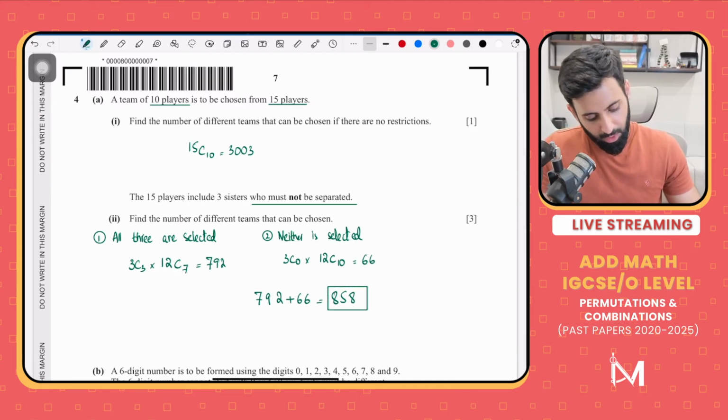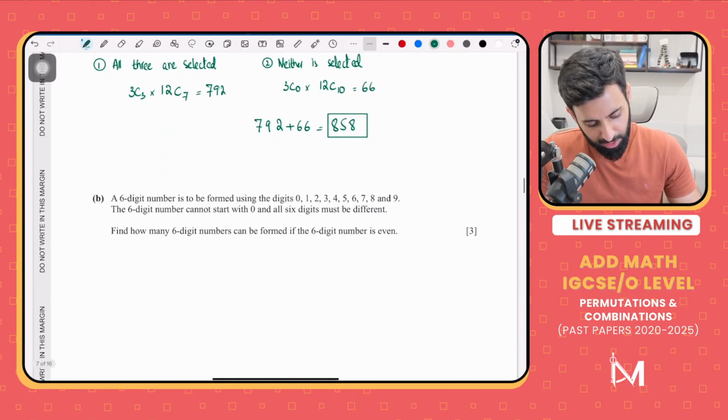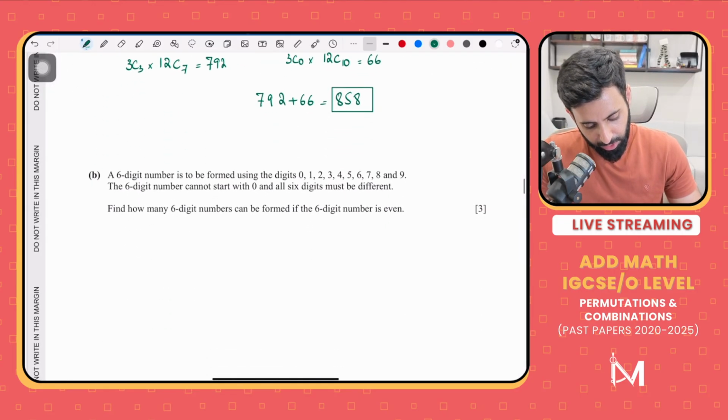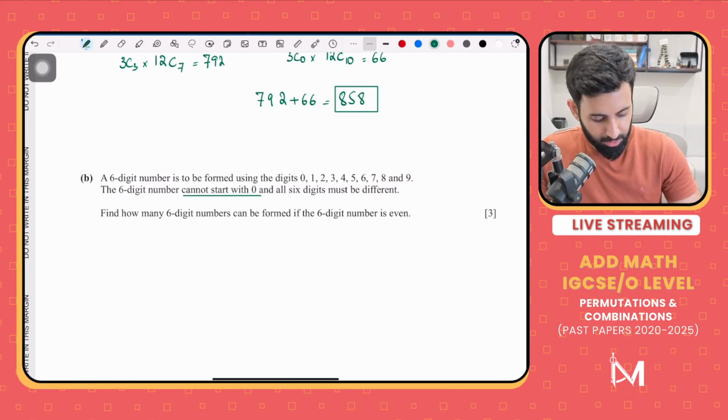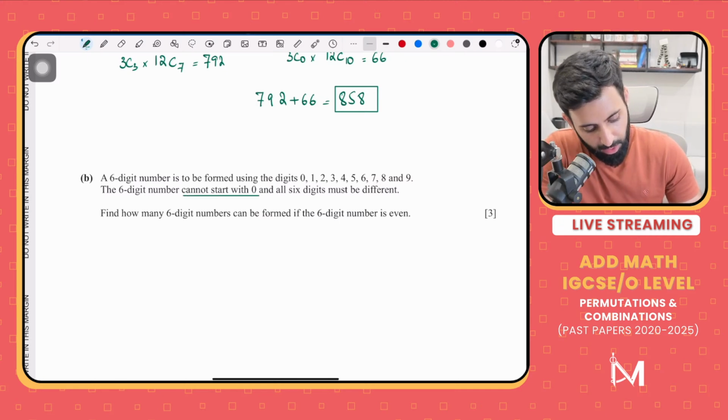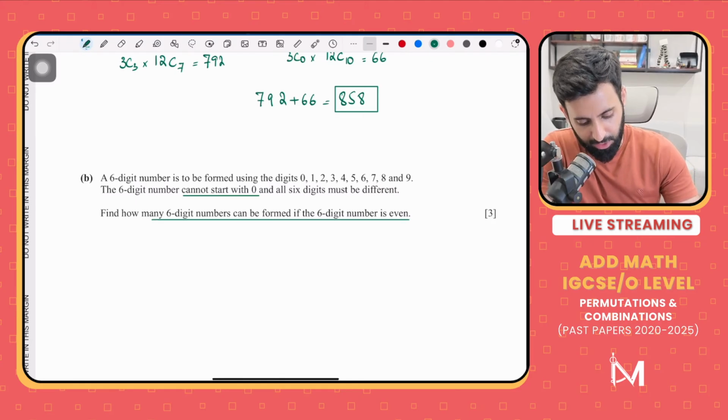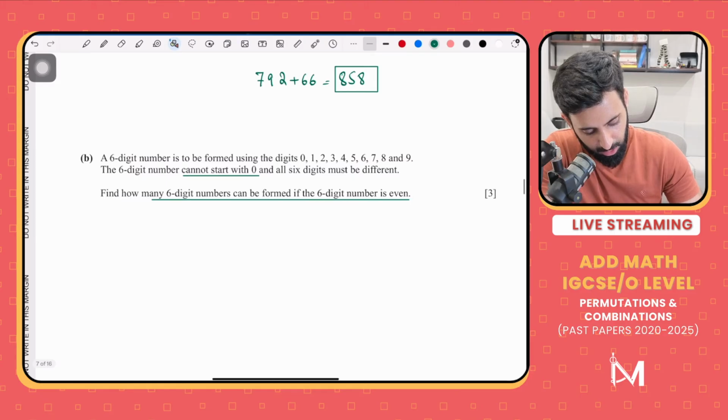Okay. Now, a 6-digit number is to be formed using the digits 0, 1, 2, 3, 4, 5, 6, 7, 8, 9. I'm going to solve this question because it is slightly more complex because there's a 0 here. Find how many 6-digit numbers can be formed if the 6-digit number is even. First of all, we have to make sure that it's a 6-digit number. Obviously, if it starts with a 0, it's no longer a 6-digit number. It's a 5-digit number. 1, 2, 3, 4, 5, 6.